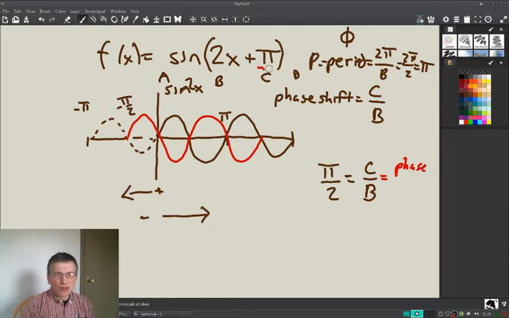Sometimes you'll think this number here is the phase shift. No, that's just C. The phase shift is C over B. Sometimes you look at a problem and B will be 1, in which case this actually is the phase shift because pi over 1 is the same as pi. But that's the phase shift, C over B.